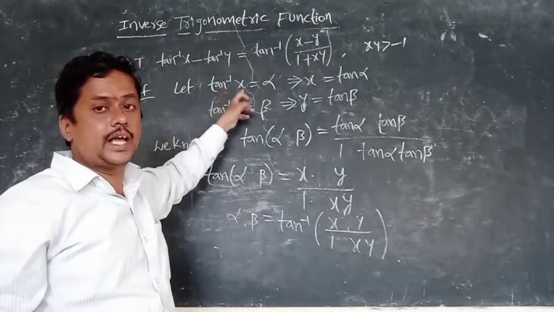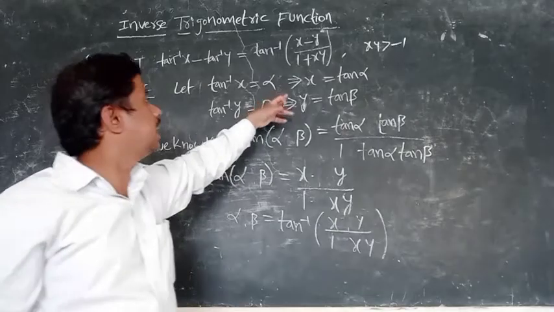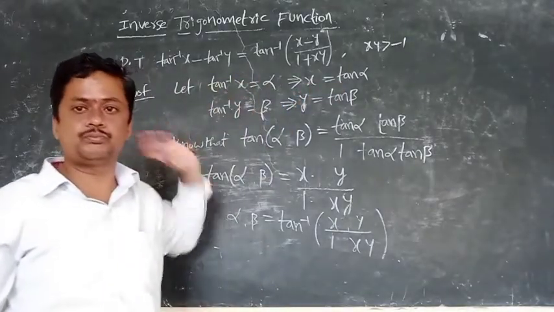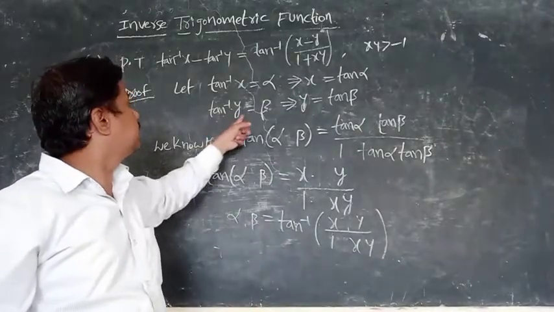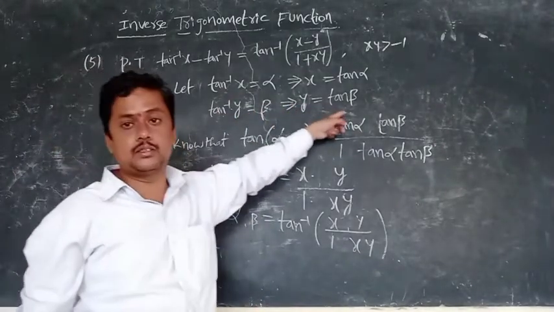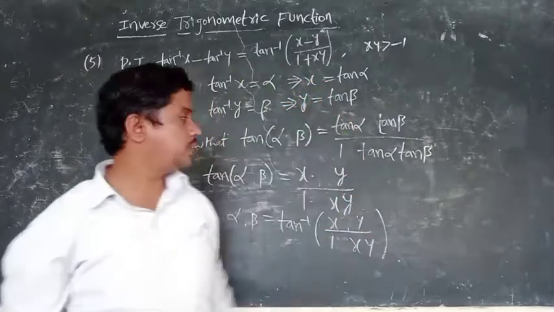Let us consider tan inverse x equals alpha. According to the definition of the tan inverse, x equals tan alpha. Tan inverse y equals beta, so y equals tan beta. So x equals tan alpha and y equals tan beta.